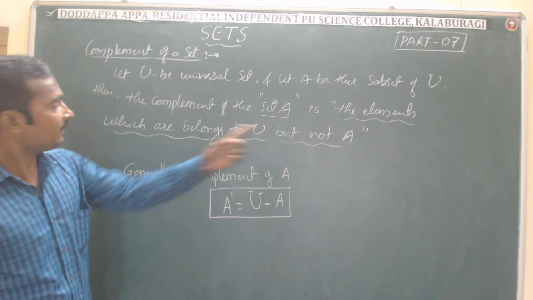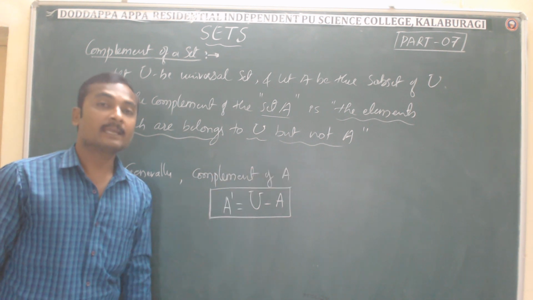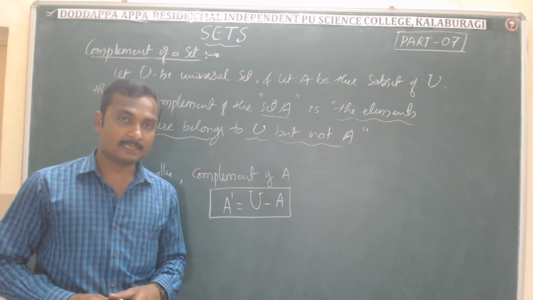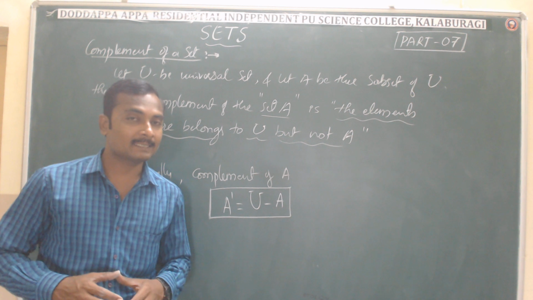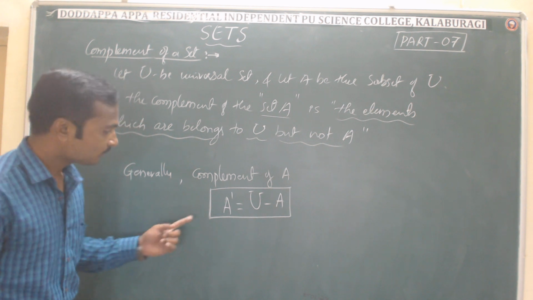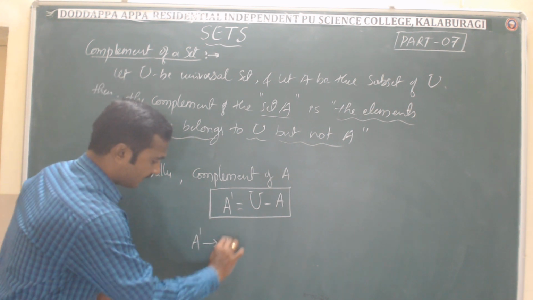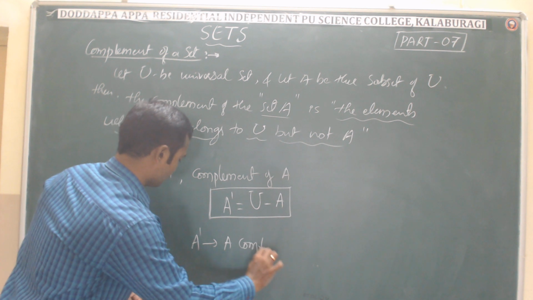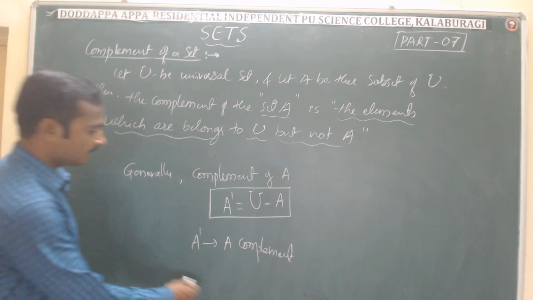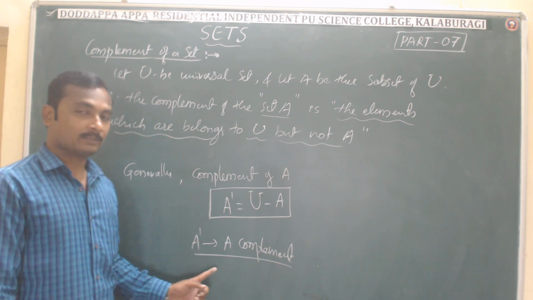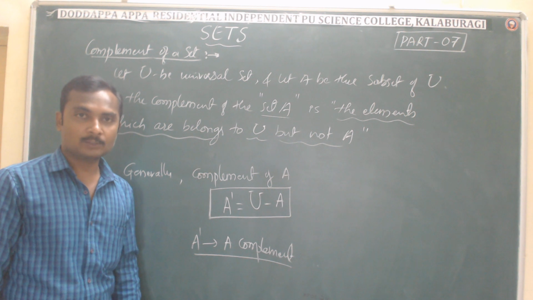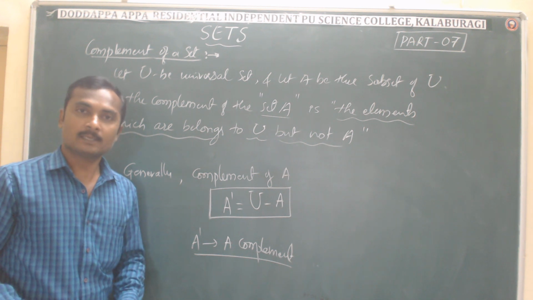You can see the elements which belong to the universal set but not A. It means the elements of the set A are deleted from the universal set, or I can say that the set A deleted from the universal set is the complement of a set. You can see A dash here. A dash is called A complement. So the complement set A dash is U minus A. Please note this down. This is an extremely important definition.